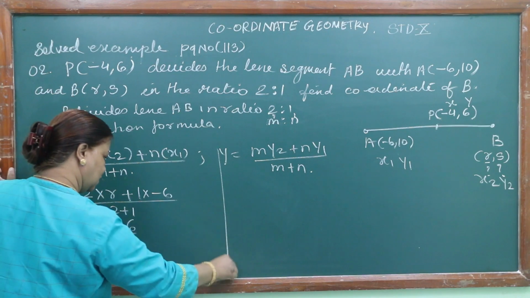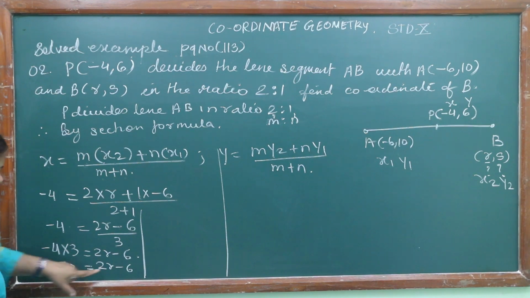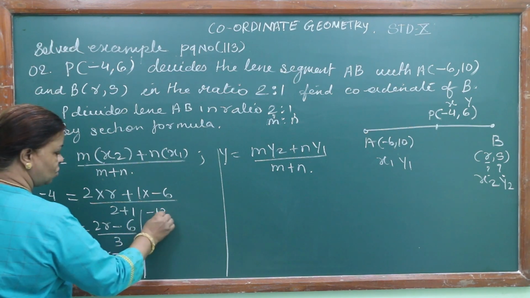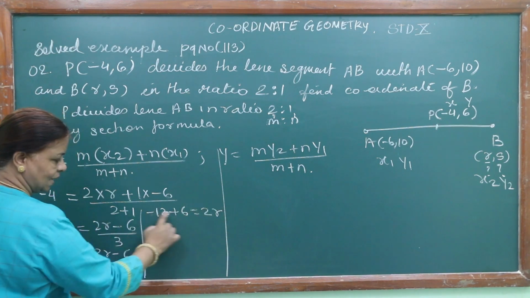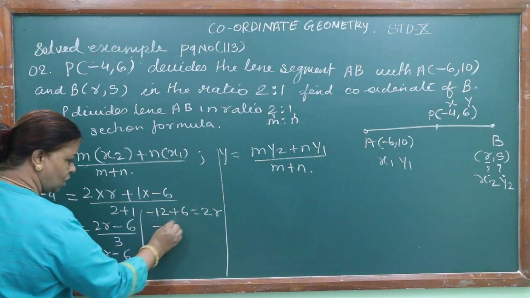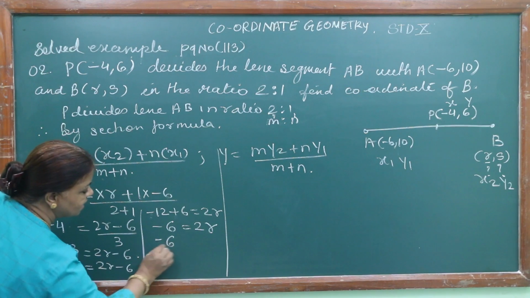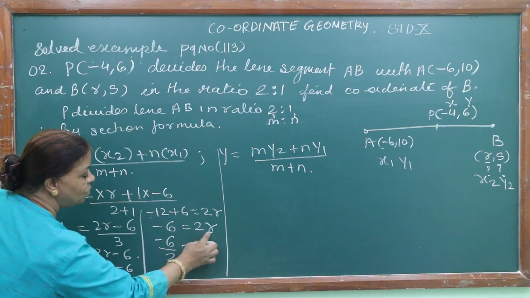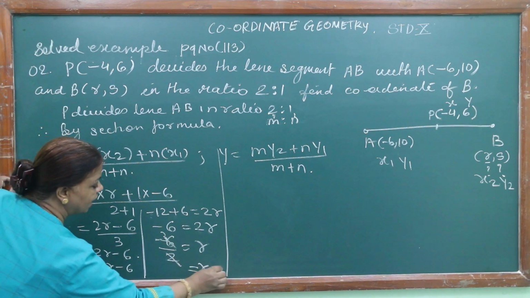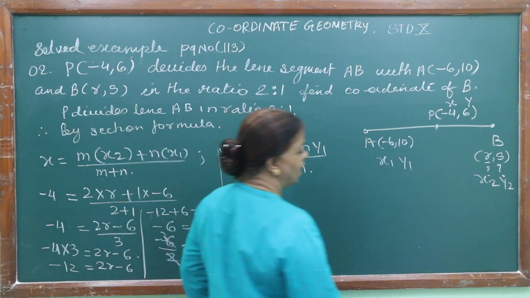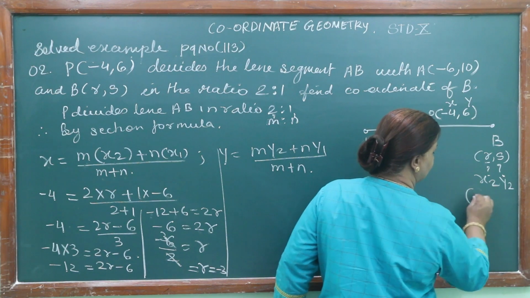Then what are we getting? Minus 12, minus 6 will come here, will become plus 6, is equal to 2r. One is minus, one is plus, so it will be subtraction. So it will be minus 6, sign of the greater number. Minus 6 is equal to 2r. So minus 6 upon 2 is equal to r, because r and 2 are multiplied, this side it will divide. 2 ones are 2, 2 threes are 6. So r is equal to minus 3. We got the value of r as minus 3 here. Okay, let me write here minus 3.